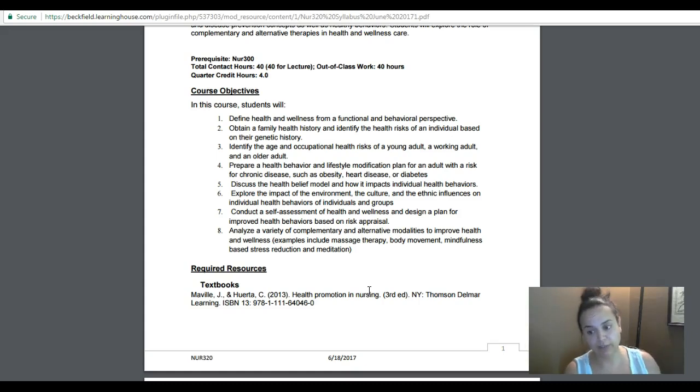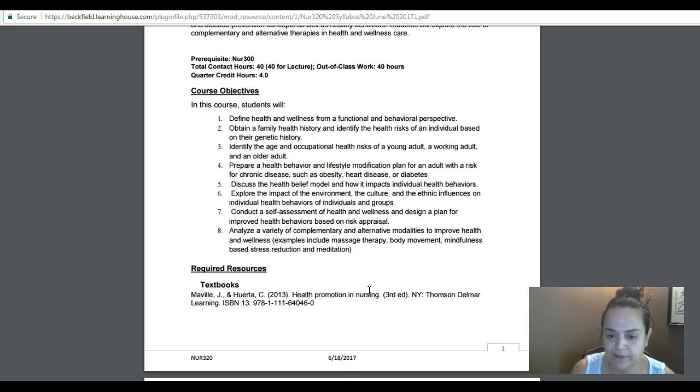So this is actually really interesting and super helpful, especially for those of you who want to move onto an advanced practice area, understanding how to look at populations and understand risk appraisal, and then how to modify your care based on that.